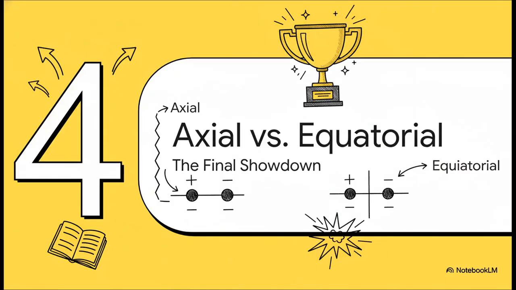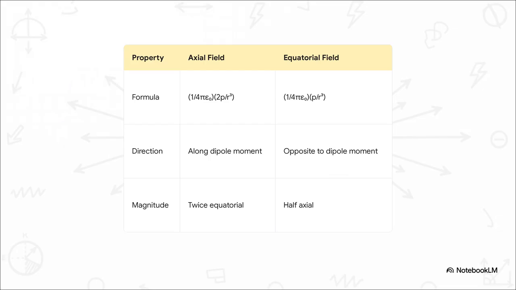So we've done the hard work. We've derived both results. Now for the most important part, especially if you're studying for an exam, comparing them head to head. This is where real understanding happens. This little table sums it all up perfectly. Let's look at the formulas side by side.